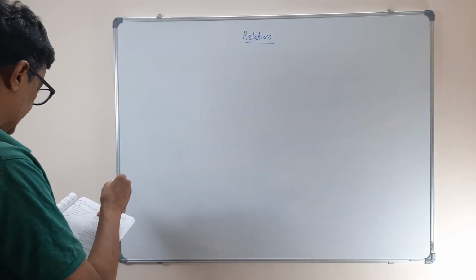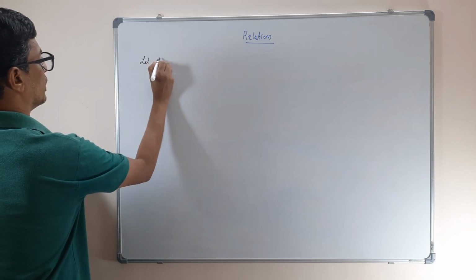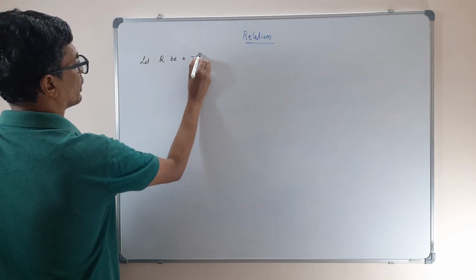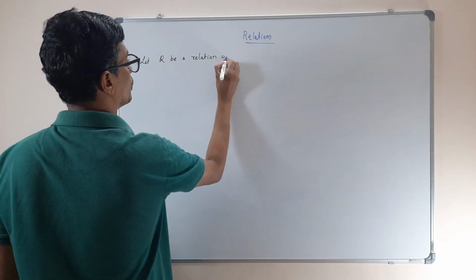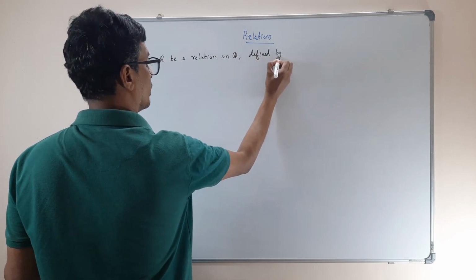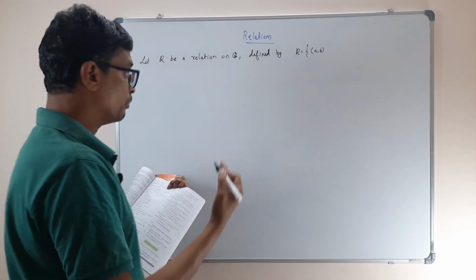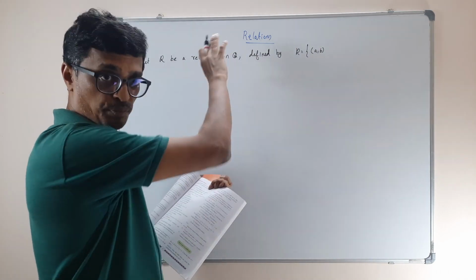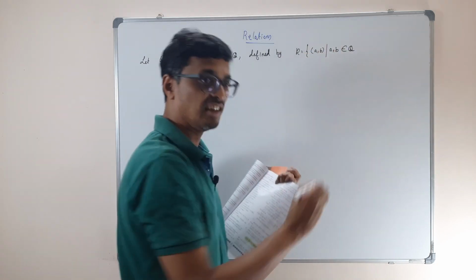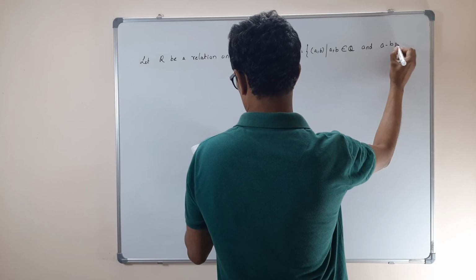The example is: let R be a relation on Q, where Q is a non-empty set, defined by R equal to A comma B, where A and B are elements of Q. Since this is a binary relation, A and B have to be elements of Q, and A minus B should be an element of Z.